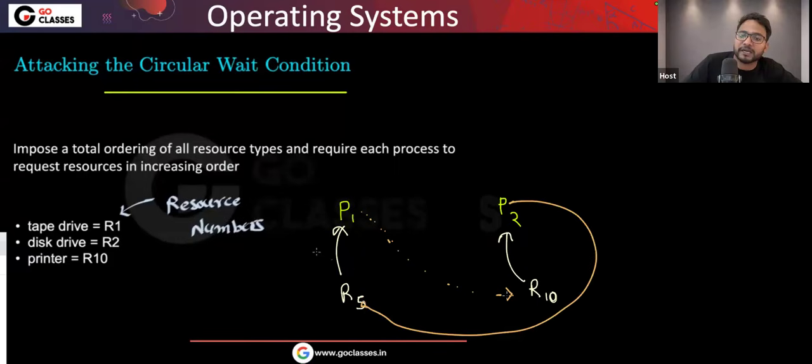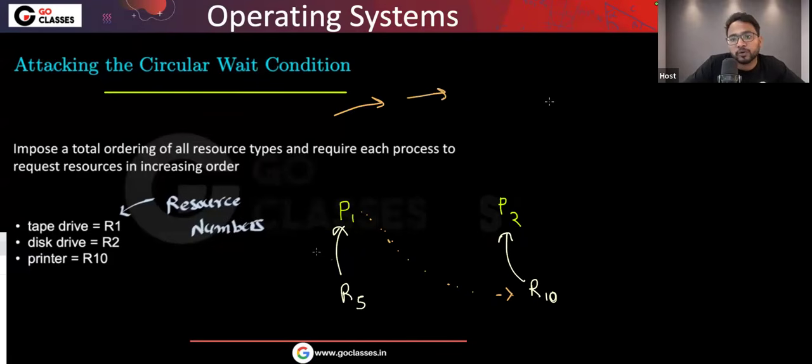It is requesting this, this is requesting this, you cannot make a cycle if you are always going in some order. Let's keep it increasing order, decreasing order, doesn't matter. But if you always go in some order, then you will always have some direction. You can never ask a process to request something lesser than what it already holds.